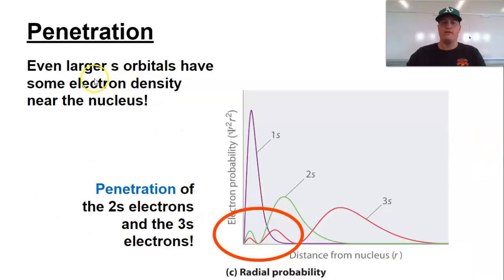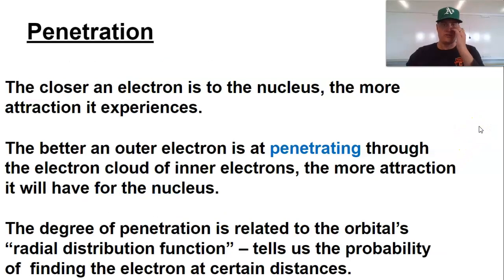As they get larger, there's more areas of penetration. So 3s is going to have 2 areas of penetration, while 2s will just have 1. This idea is that these provide the areas from which electrons can be jumping from one area to another. So the closer to the nucleus, the more attraction it experiences. That makes sense. That's Coulomb's law of attraction. The better an outer electron is penetrating, the more attraction it will have for the nucleus. That makes sense too, because it's closer, therefore it's going to be experiencing more attraction.